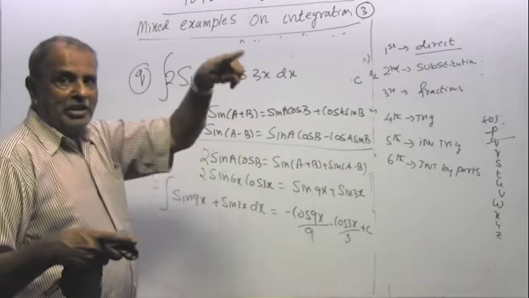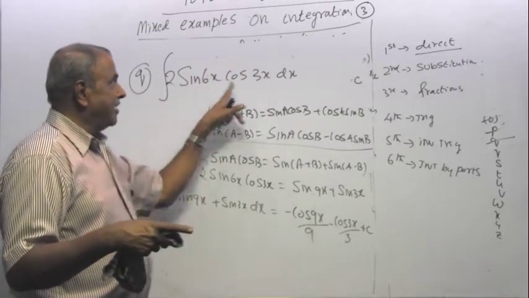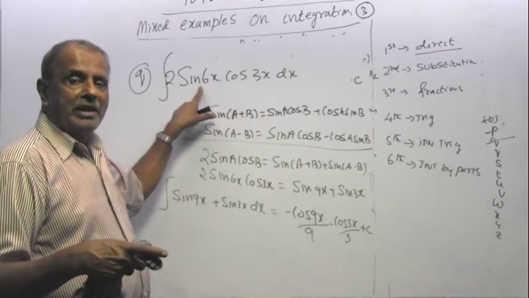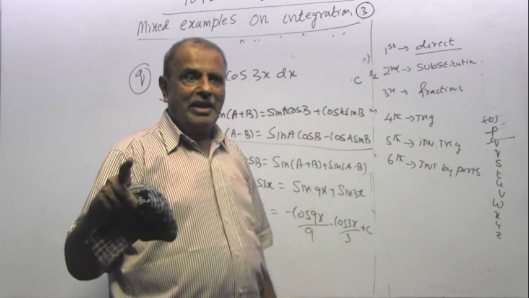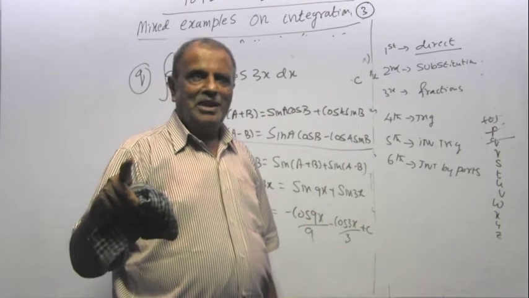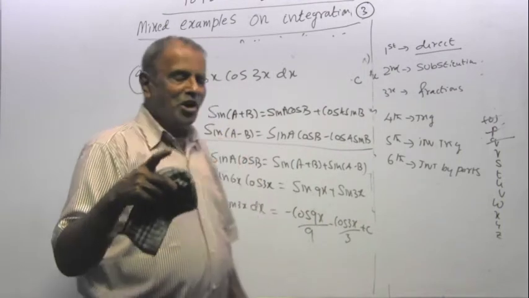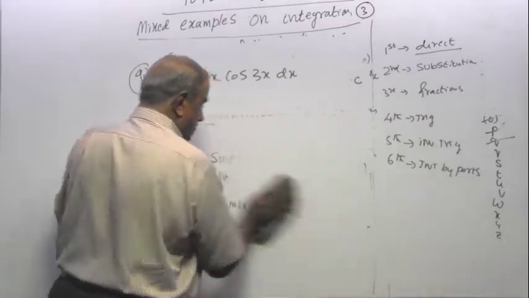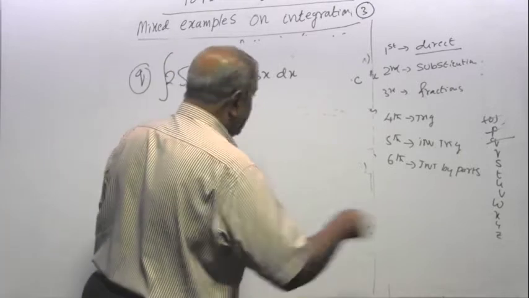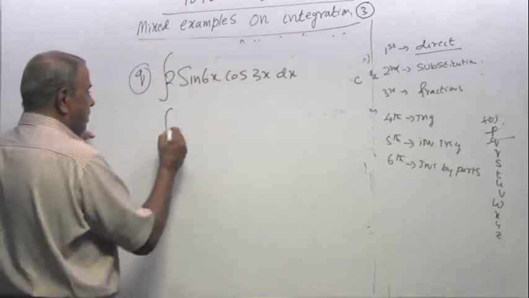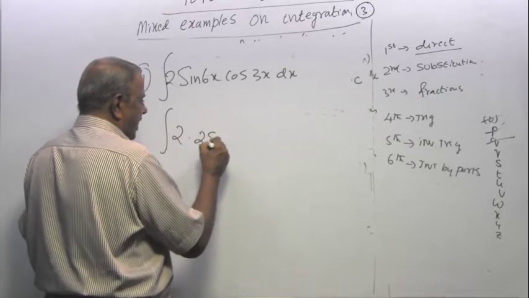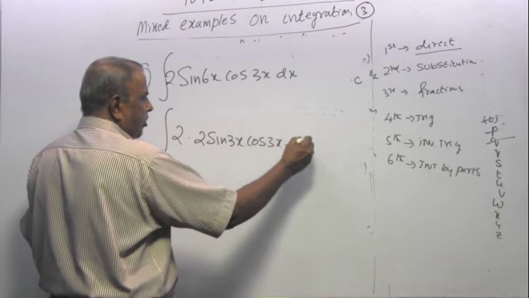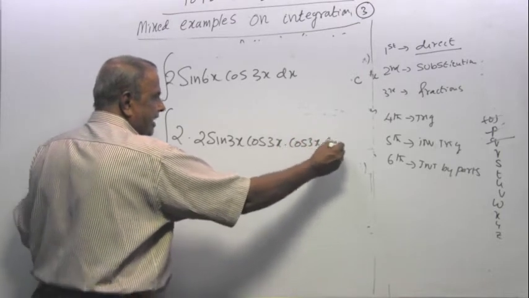Somebody is saying there that 6 is half of 3. So maybe I could use double angle formula. But you could use double angle formula even if it is cos or sine. How? Let's see. That's true. Okay. So, what is sine 6x? 2 times 2 sine 3x cos 3x times cos 3x dx. Can I write like that?